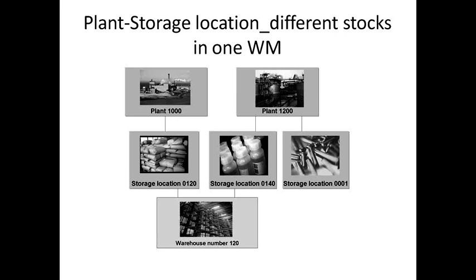Okay. That you cannot do. So you are saying that plant 1000 and storage location 0120 cannot be linked to another warehouse number, say for example, another warehouse 130? Yes, exactly. So one storage location can be linked to only one warehouse? One storage location cannot be linked to multiple warehouses? No, it cannot be.